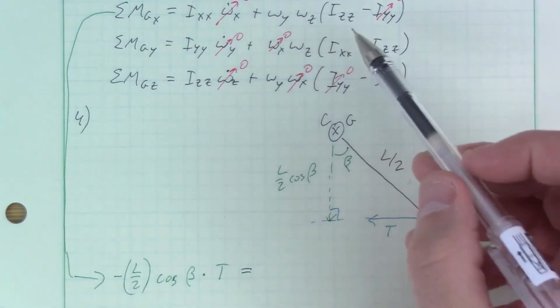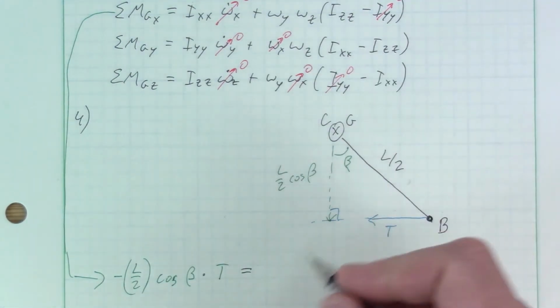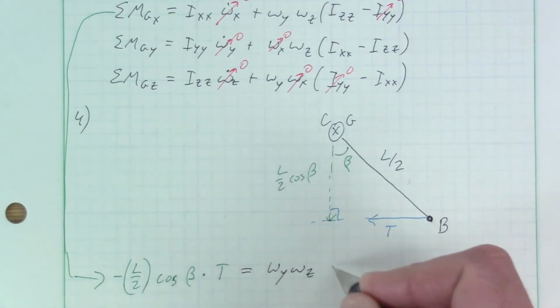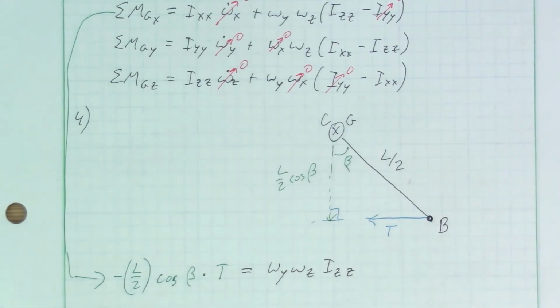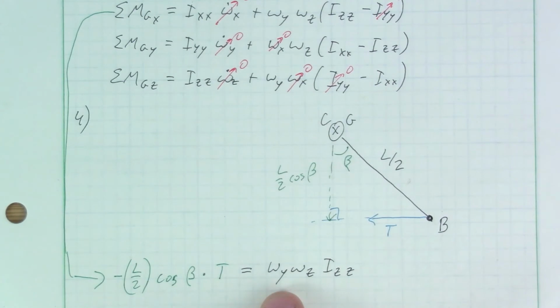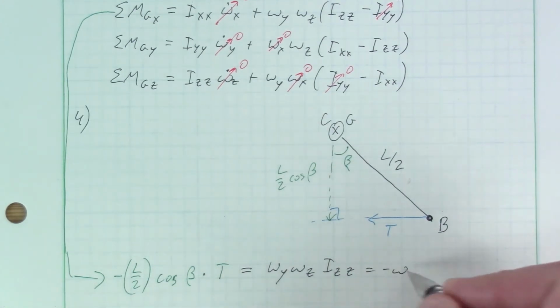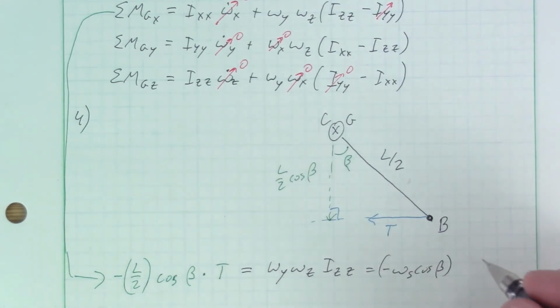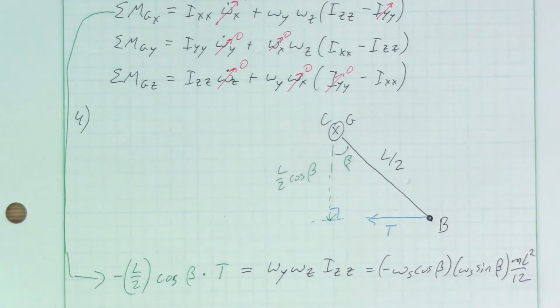is omega y, omega z, Izz. And these we determined before. Omega y was negative omega s cosine beta. Omega z is positive omega s sine beta, and then Izz was mL squared over 12. And I think we can solve for T here, right?